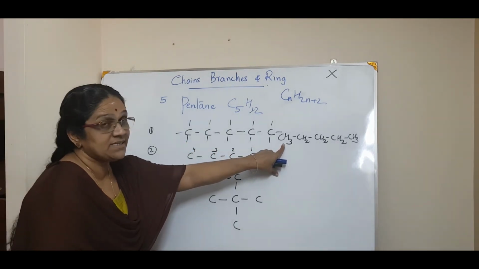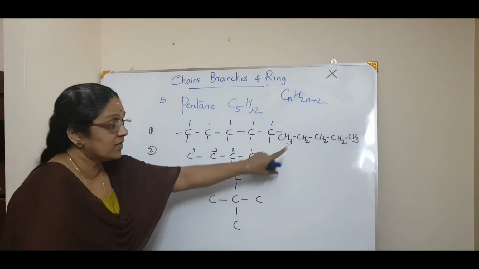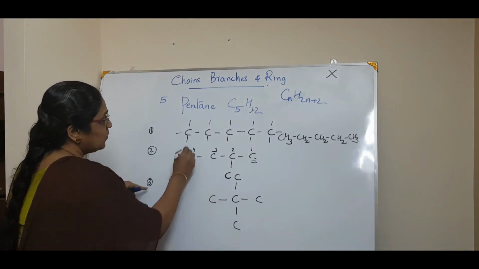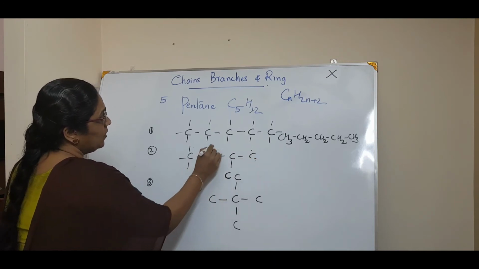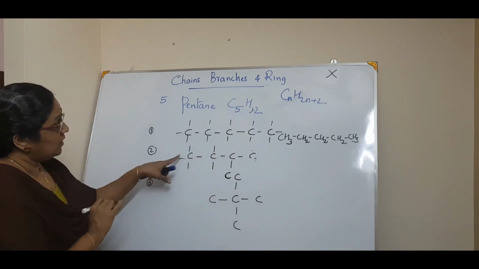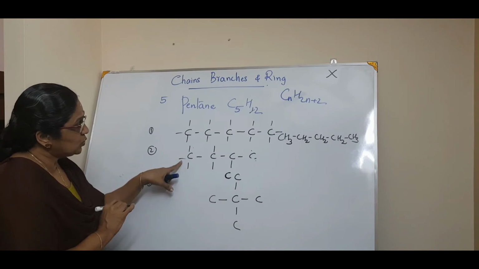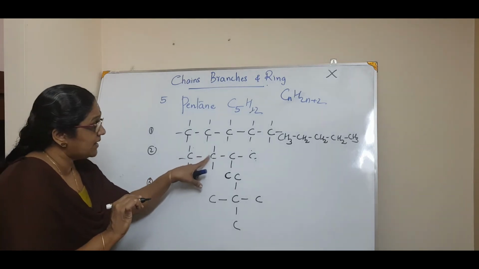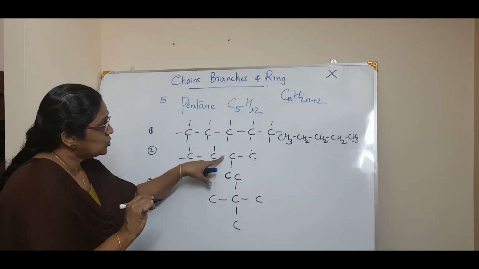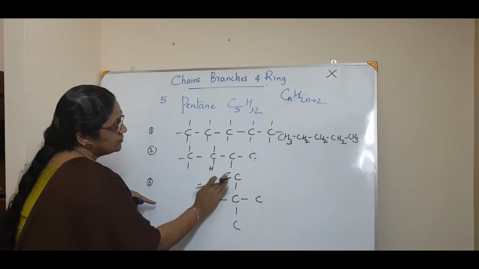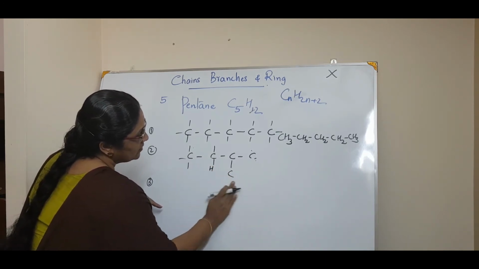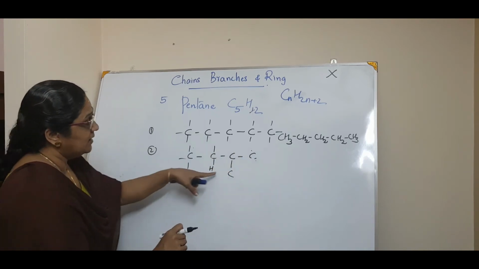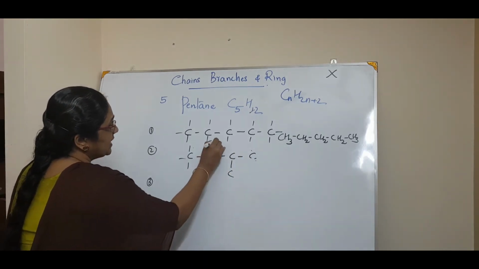You call it pentane. Next, how? This is 1, 2, 3. This carbon atom 1, 2, 3, 4, satisfied. This carbon atom 1, 2, 3, again 4. Here it is C. The third we will draw later. So this is hydrogen.